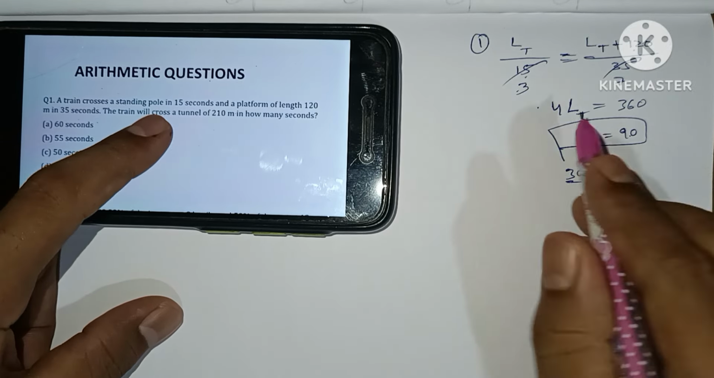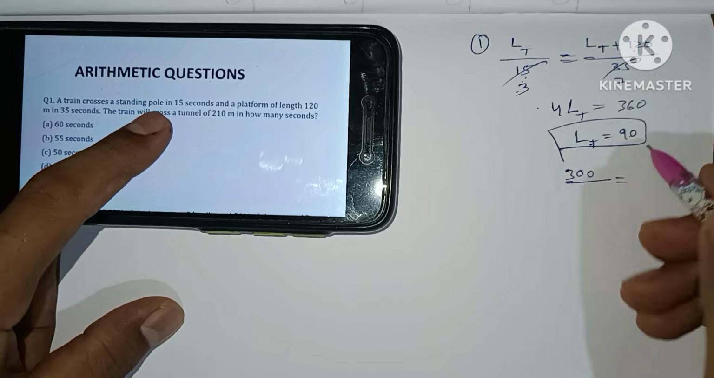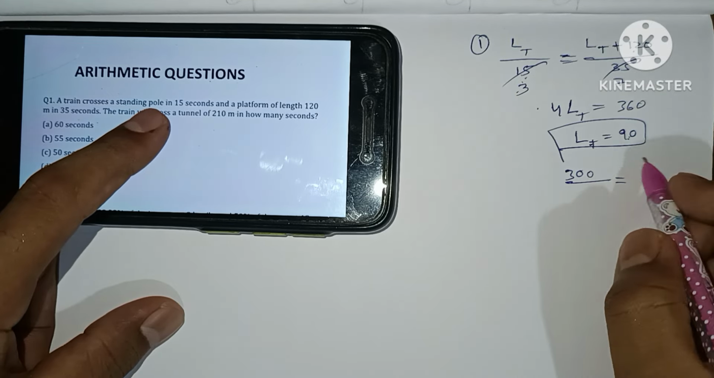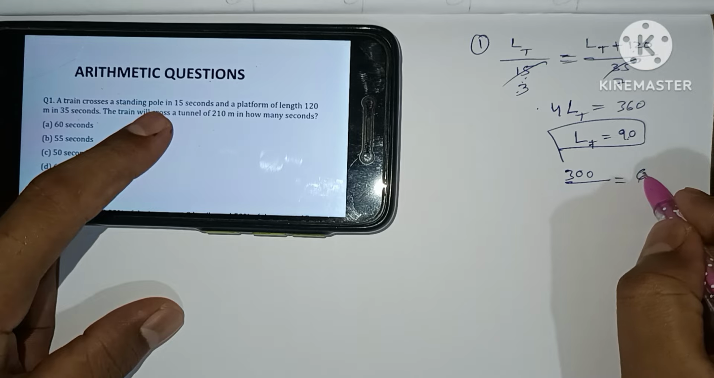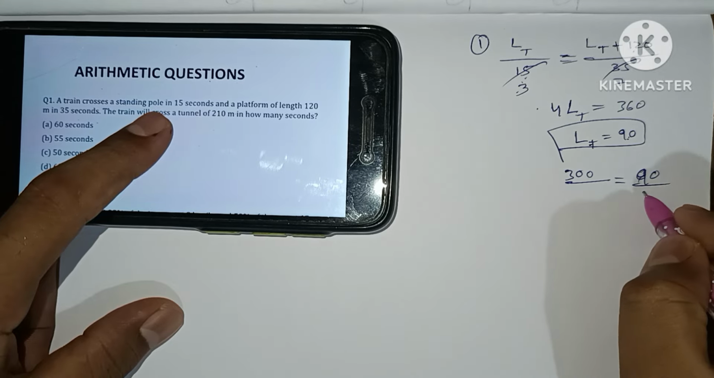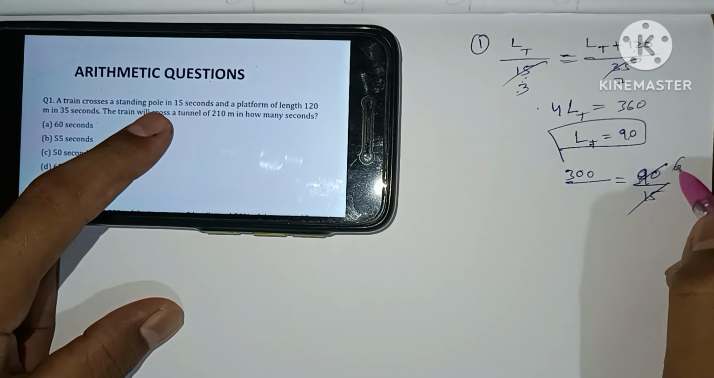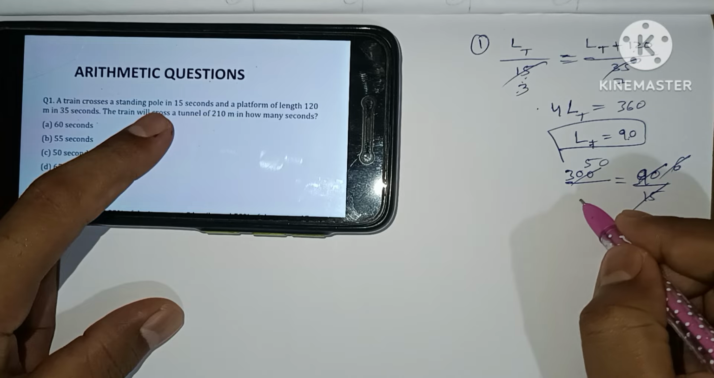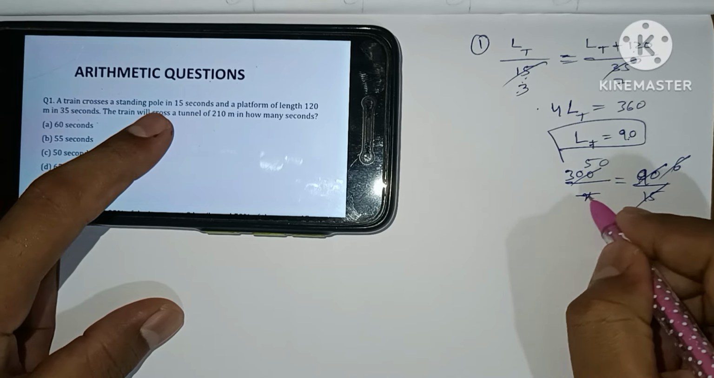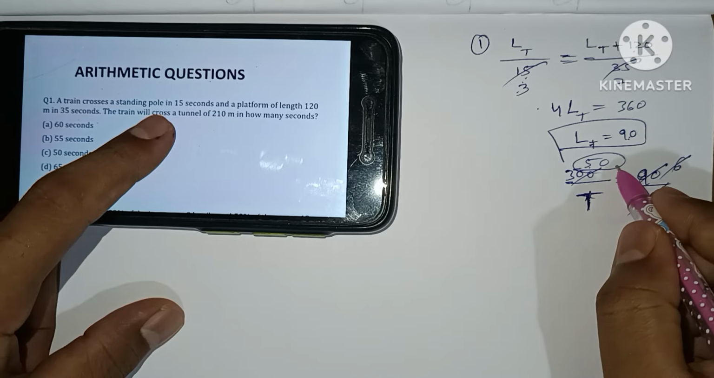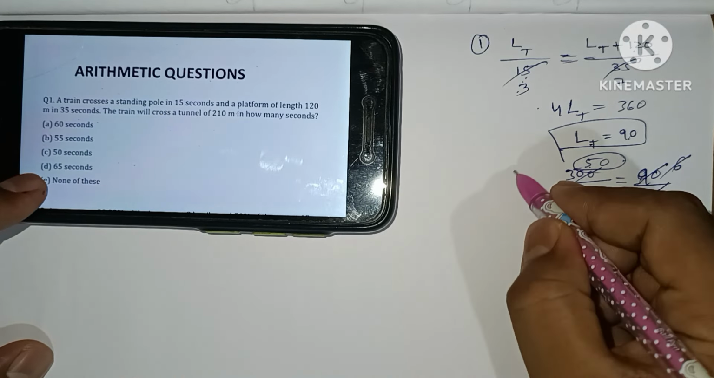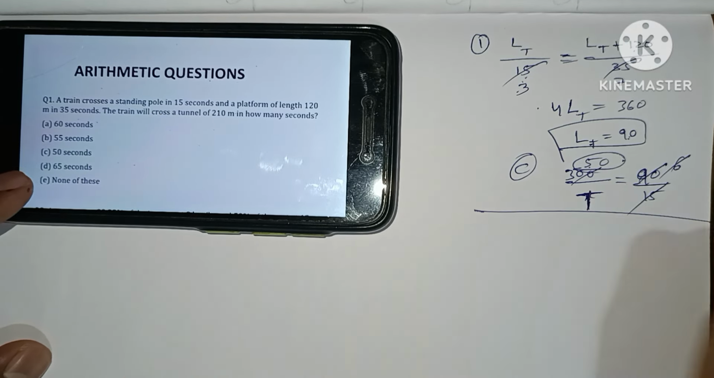Speed is nothing but L by 15. L is 90 by 15, which will be 6. Or else I'll write this one 90 divided by 15, which is 6. The question asked is, find the value of the time. 300 divided by 6, we got time as 50 seconds. So the answer is option C, 50 seconds is our answer.